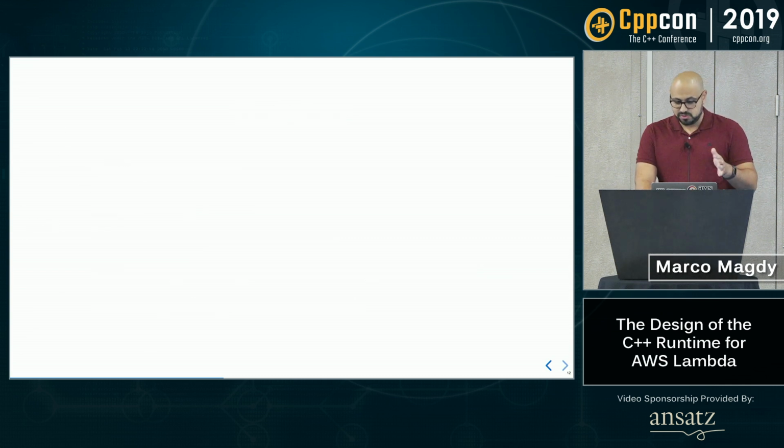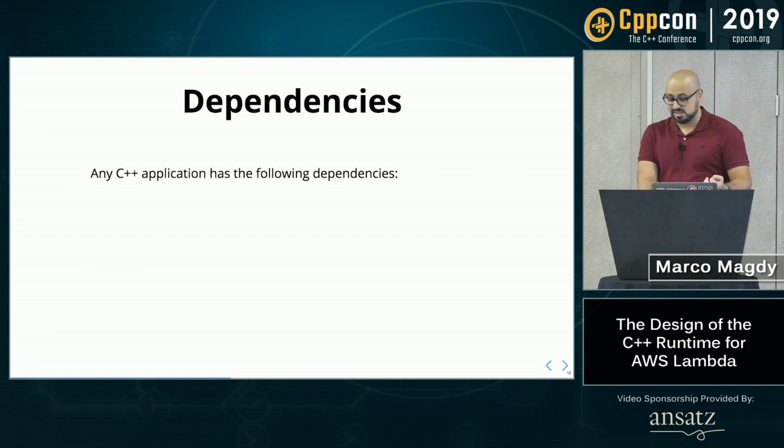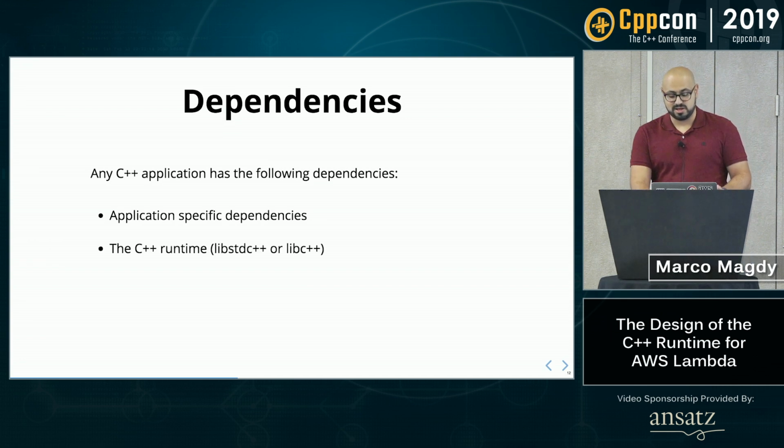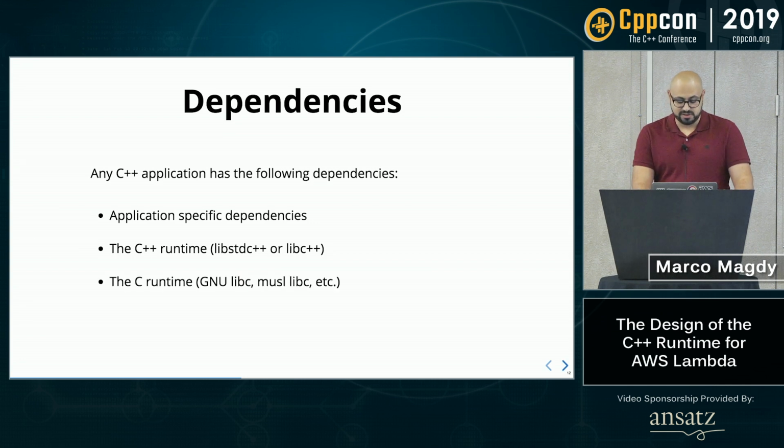There are a few problems when you build a C++ application on one Linux machine and you try to deploy it on another, slightly different Linux machine. Maybe a different distro, maybe a different version. And the reason usually, the bane of developers, is dependencies. Any C++ application has three types of dependencies. It has application-specific dependencies. It has the C++ runtime dependency, which is libstdc++ or libc++. Again, we're talking strictly Linux. And then the final thing is the C runtime.